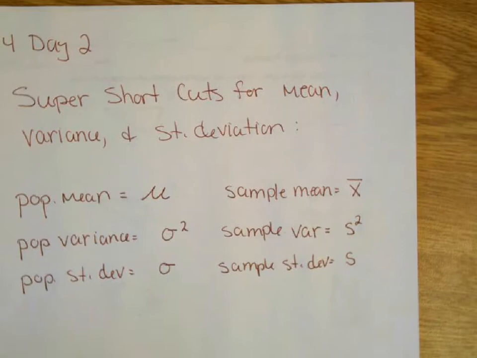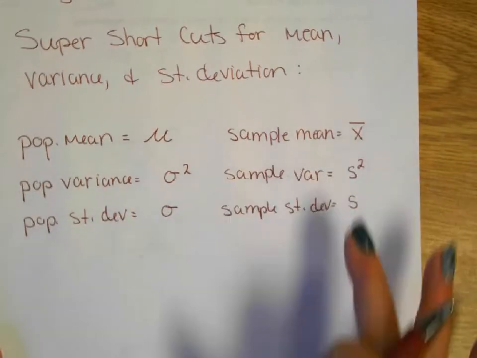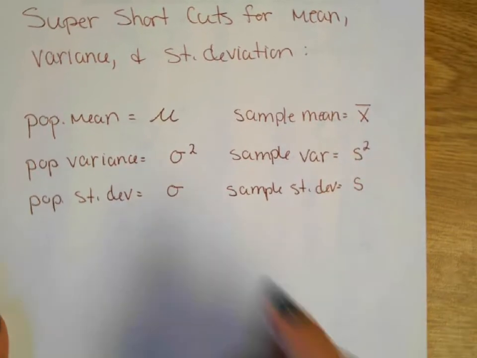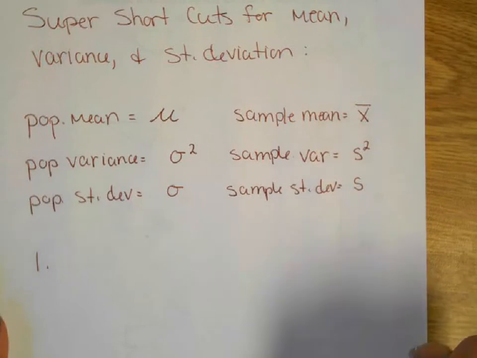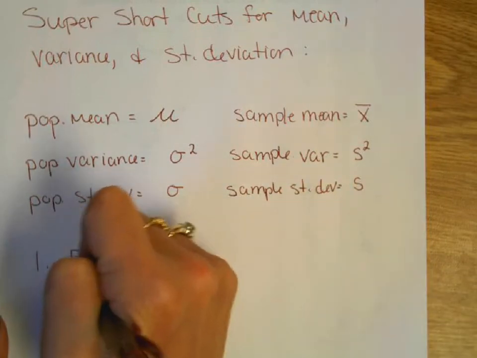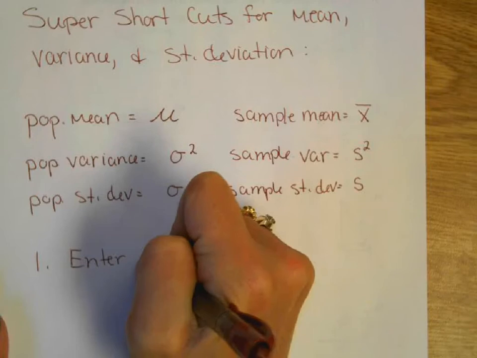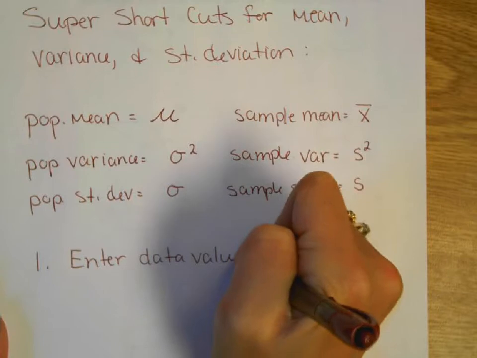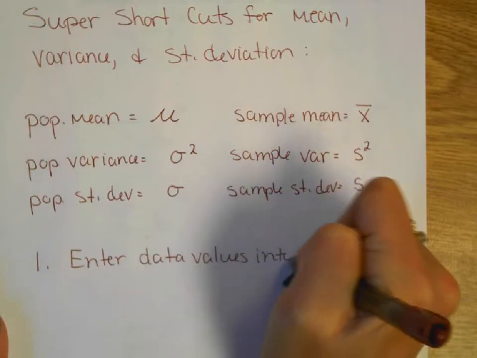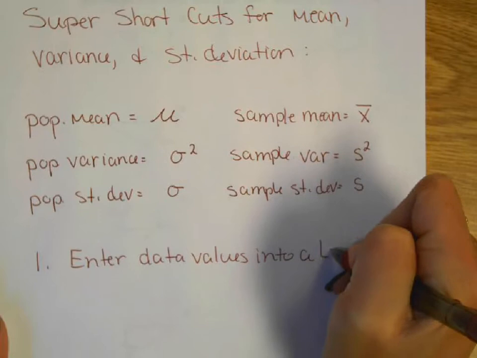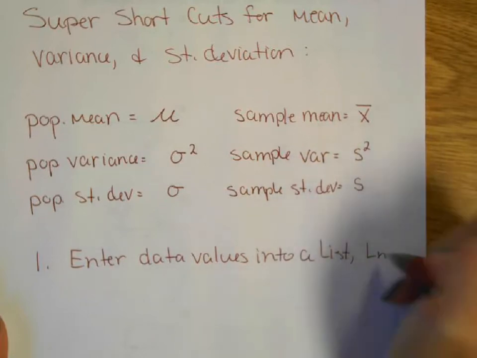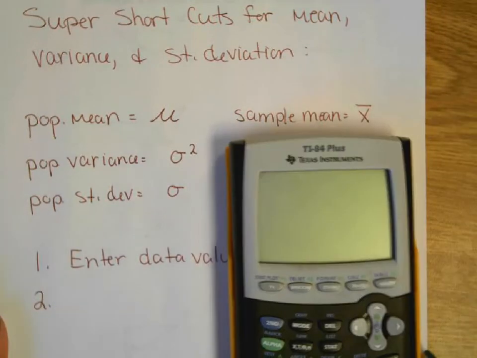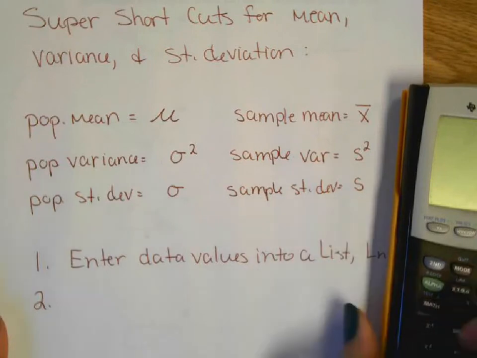Okay, now where are these programs at? All of this stuff and more is calculated under one little program in the calculator. So here's what you first have to do. You first enter your data values into a list. And then pay attention to the list number. And then on the calculator, you're going to go to, I'll write it down, then I'll do it.